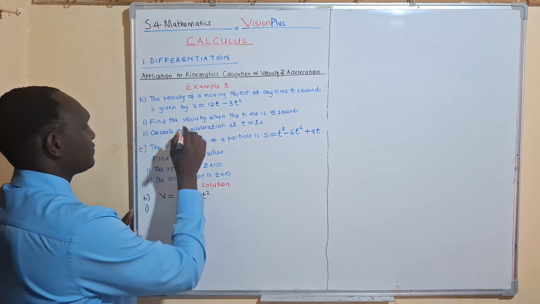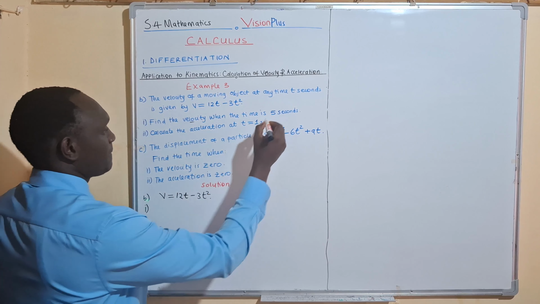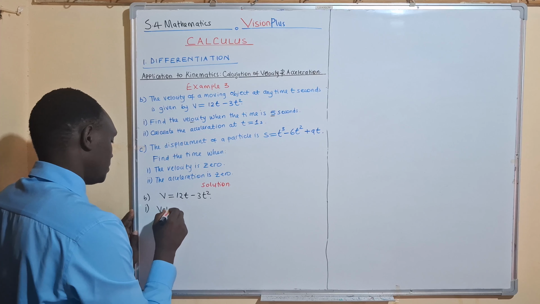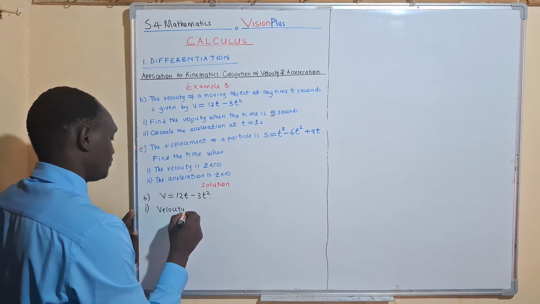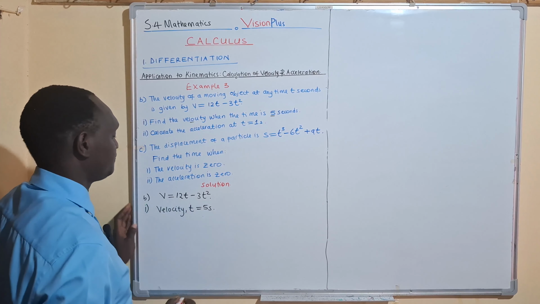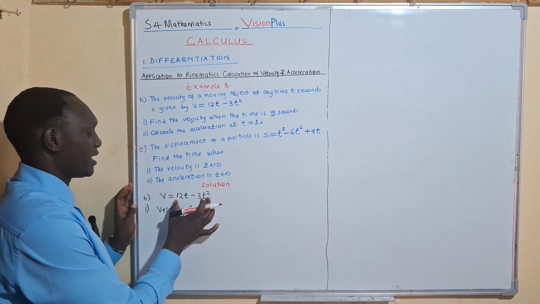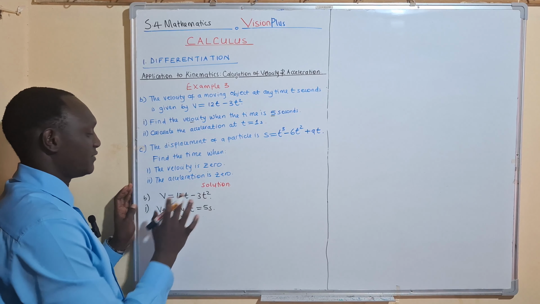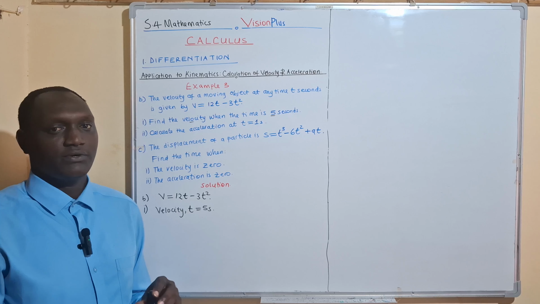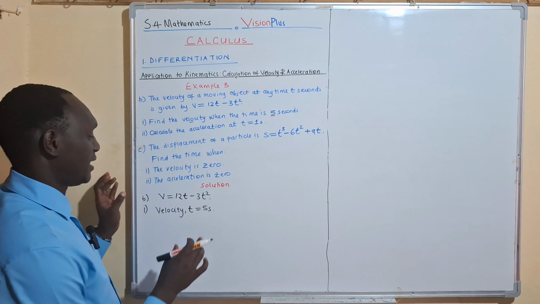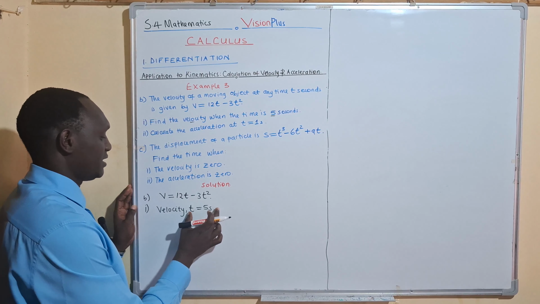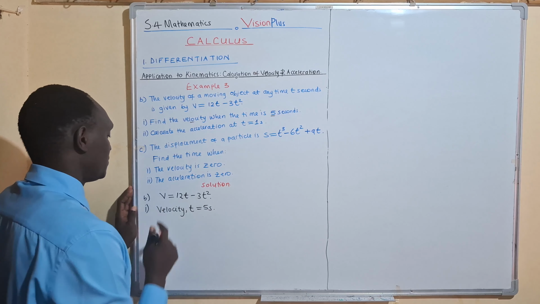Roman 1 says, find the velocity when the time is 5 seconds. So, velocity when the time t is 5 seconds. If you look here, we are given the expression for the velocity at any time t. Since we have the expression for velocity at any time t, and we want the velocity when the time is 5 seconds, then we substitute there.